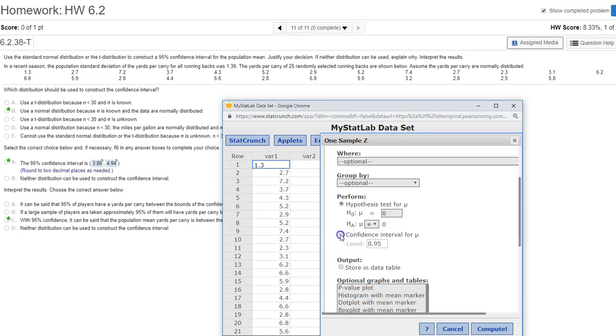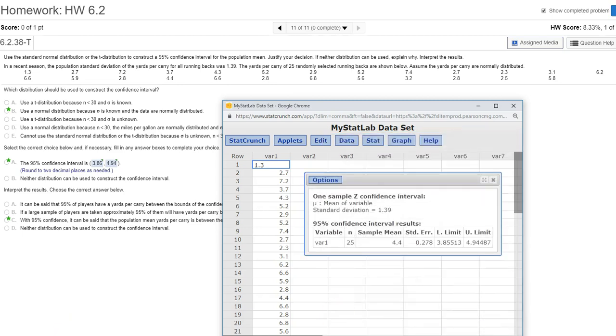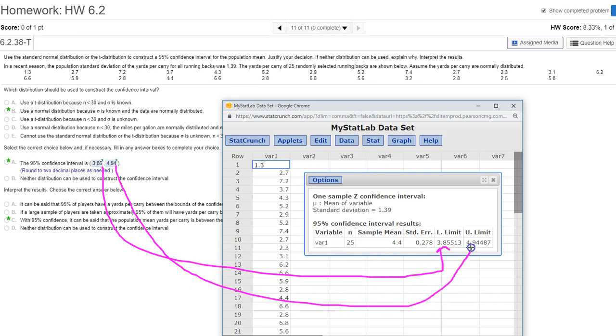Scrolling all the way down, confidence interval is 95 and compute. Once I have that, do you see my lower limit? And you see my upper limit. Okay? And then these questions vary depending on your problem, so you'll have to read every question and answer that. Hope that helps.